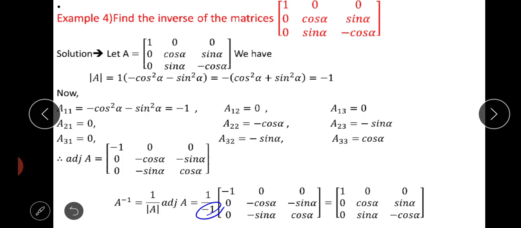Okay, did you understand this question? Yes, let us start another question.